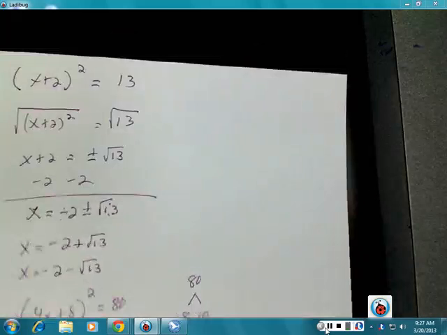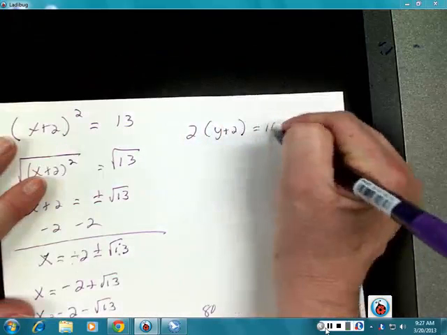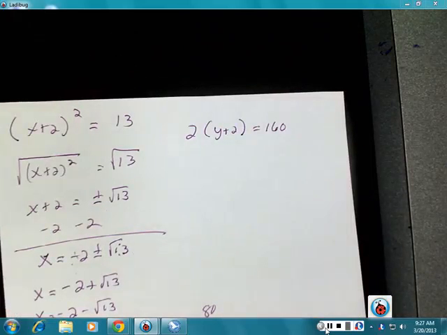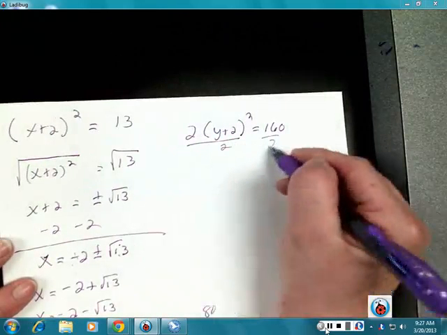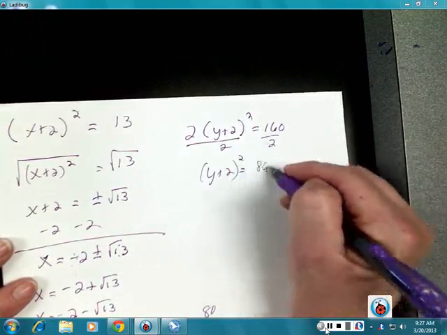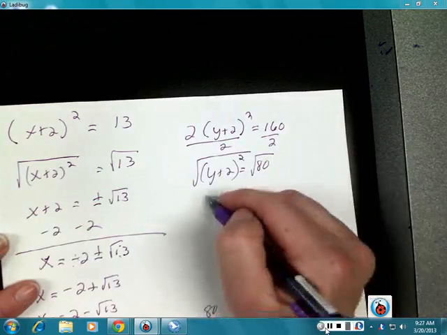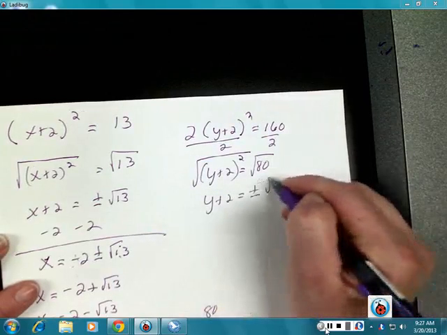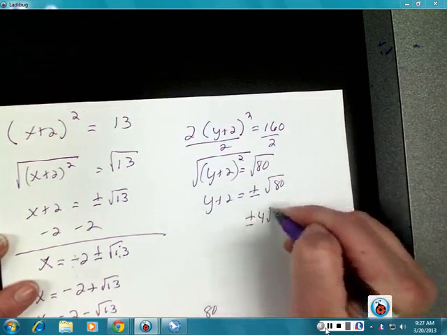This one kind of throws it all in together. 2 parenthesis y plus 2 equals 160. So this is squared. I guess I should put my square in there. So first, divide by 2. 2 goes into 160, 80. Kind of nice getting to throw these 80s in there all the time. Square root both sides. So I have y plus 2 equals plus or minus the square root of 80. We just did 80, so we knew we could pull out a 4 and leave a 5 underneath.